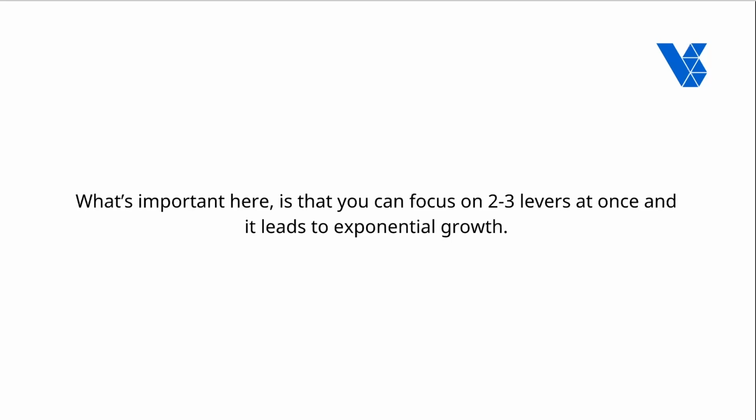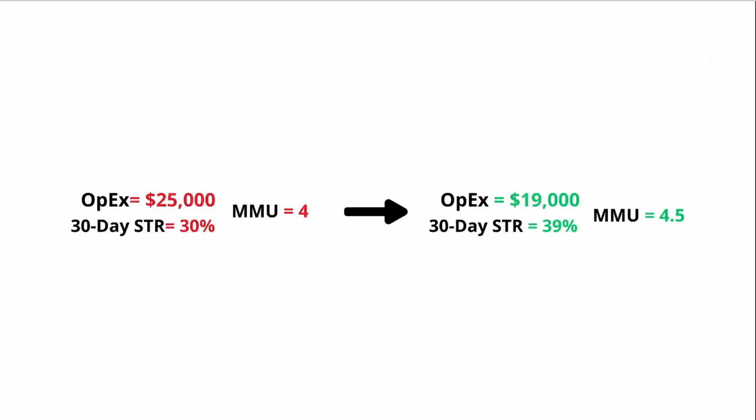Now, what's important here is that you focus on 2 to 3 levers at once, and it then leads to exponential growth. And let me run you through an example. Let's say we have a brand who has 25,000 in OpEx, MMU of 4, and a 30-day sell-through rate of 30%. And they're all the assumptions that we just went through. And then we make the following improvements. Looking at OpEx, there may have been overinflated staff hiring during COVID due to inflated top-line revenue. Now that revenue's fallen back after the COVID peaks, it makes sense to have a reduction in staffing, which takes OpEx down from 25 to 19.